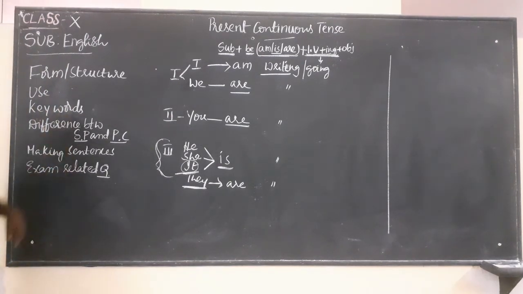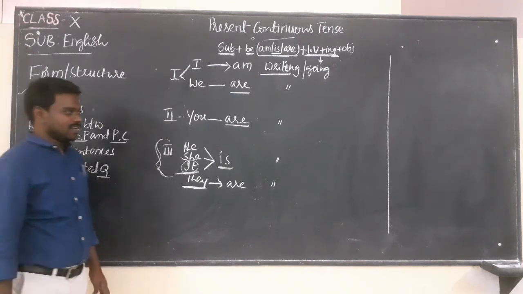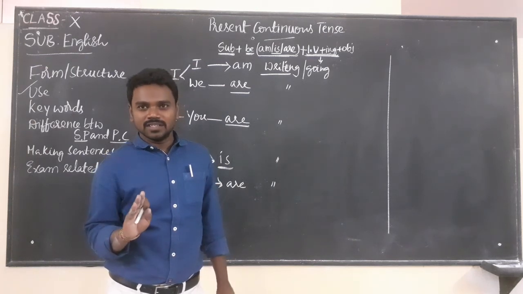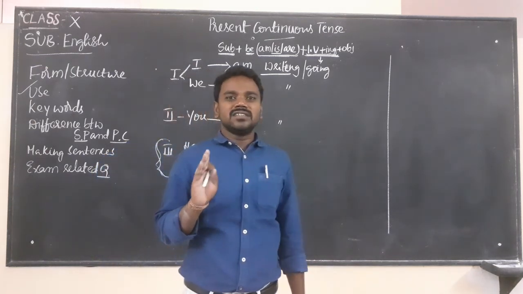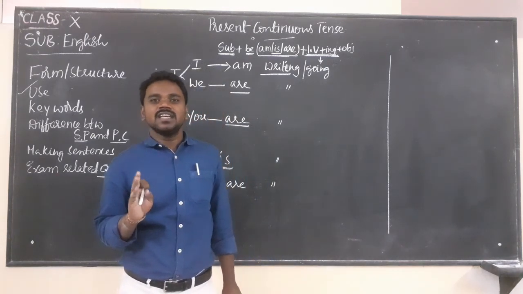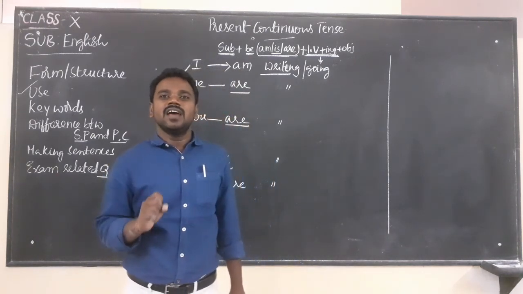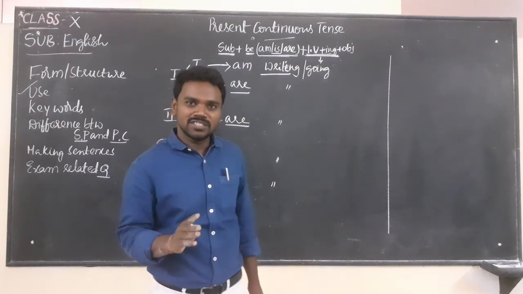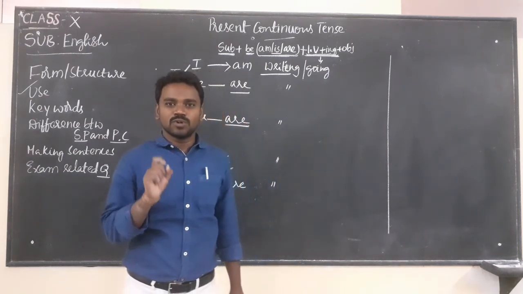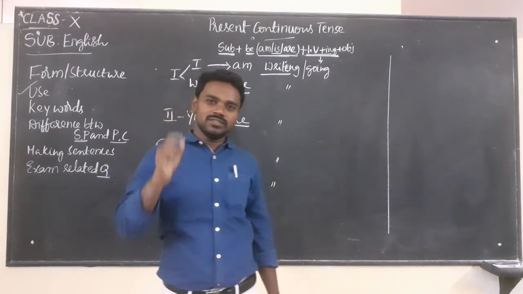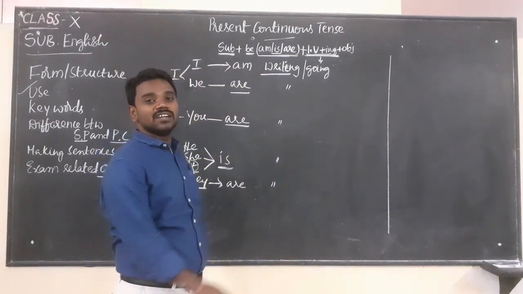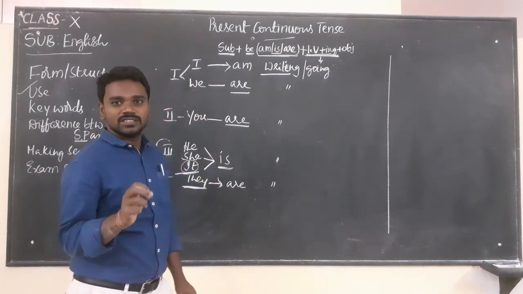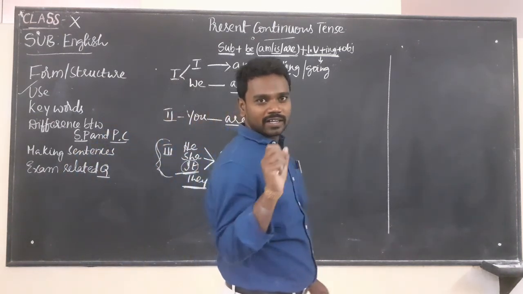Okay, now let us look at the use of present continuous tense. Here I am going to give you three usages in present continuous. So for example, in simple present tense, where do we use it? Simple present tense is used to indicate habitual actions or regular activities, facts and permanent situations, stative verbs, proverbs, and to indicate a future event. Then where do we use present continuous tense? It is used in three situations. What are they?